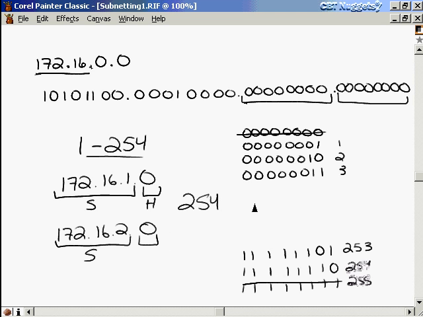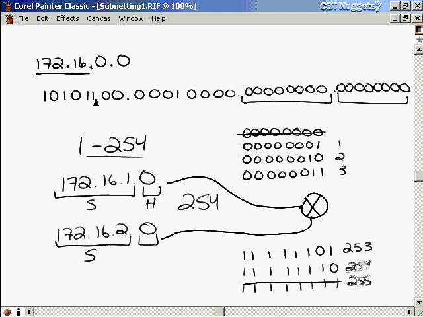So the results of what we've created so far could look like this. I could have a router, and it could have 2 interfaces. Out of one interface, I would have the network 172.16.1.0, and out of another interface, the network 172.16.2.0. Again, each of these with 254 possible hosts.